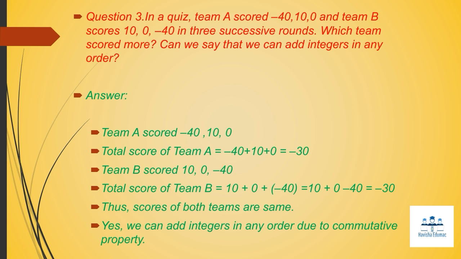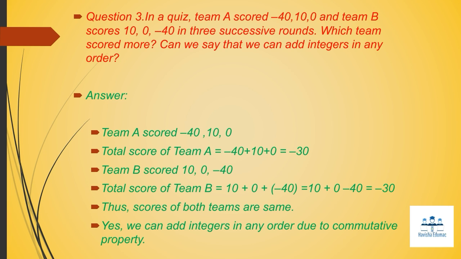First we need to remove the brackets. 10 plus 0 minus 40. 10 plus 0 is equal to 10. 10 plus minus 40. The signs are different, so we need to subtract it. That is 10 minus 40 is equal to minus 30.